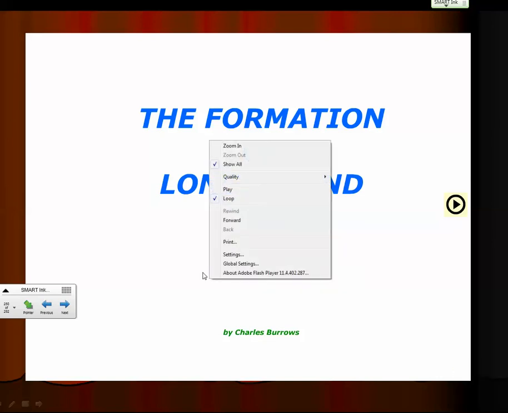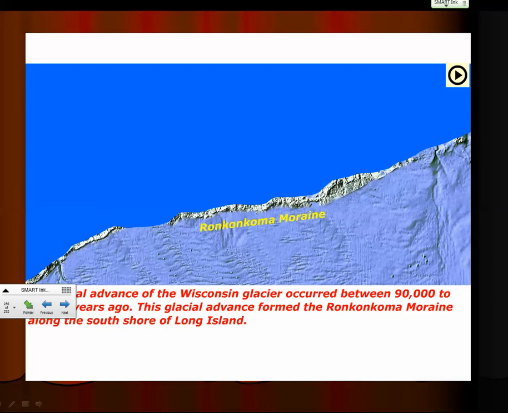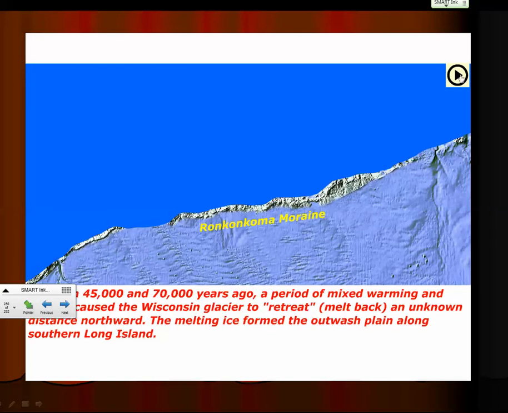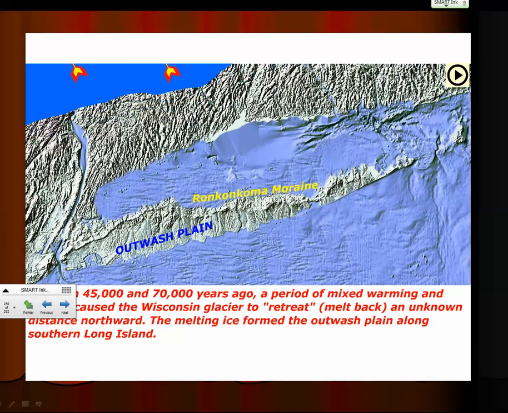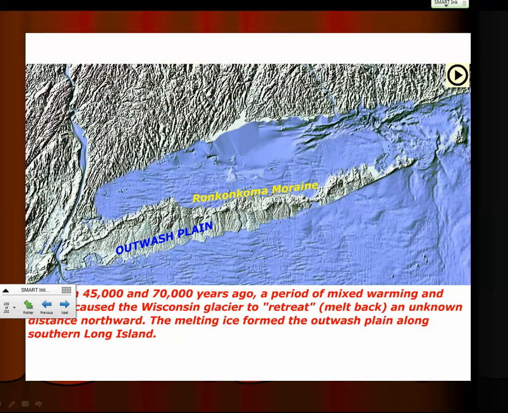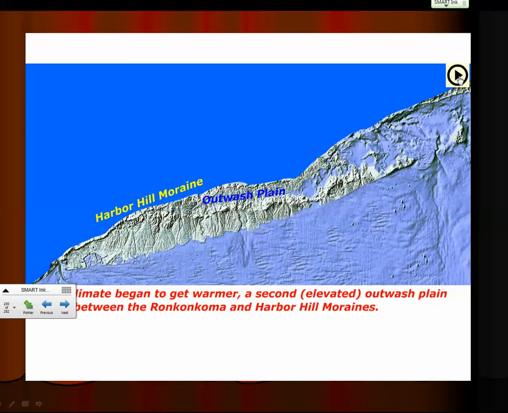Thanks to Charles Burrows for this. Shows the ice advancing forwards, leaving the Ronkonkoma moraine, and up to 70,000 years ago to 45,000 years ago. This is the Wisconsin Glacier. As it retreats, the melting ice formed the outwash plain along southern Long Island. And there's your Ronkonkoma moraine. Then another advance, about 20,000 years ago. And this formed the next moraine, the Harbor Hill moraine.